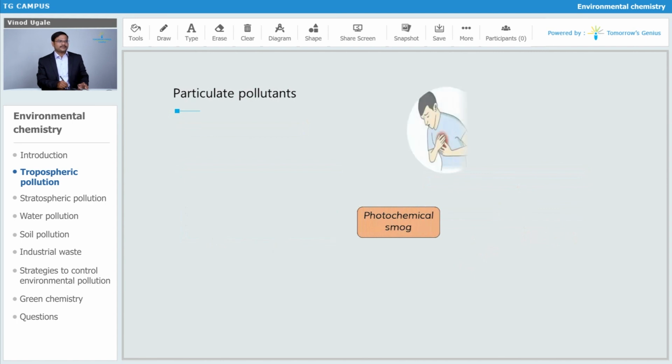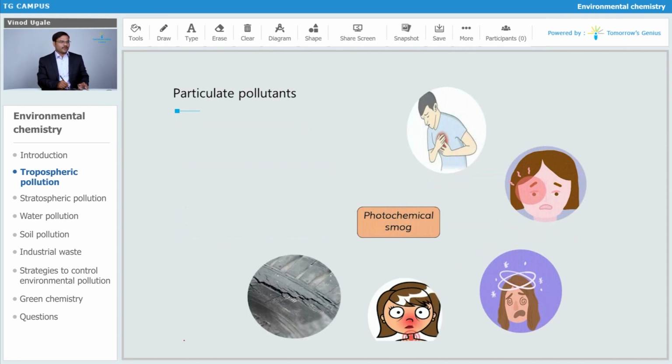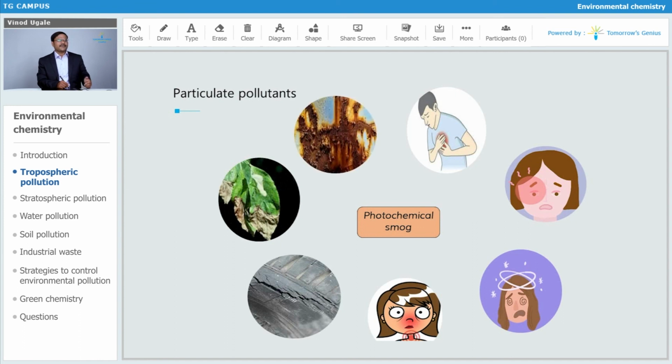Photochemical smog, yes, can have a lot of adverse effects. We can see through the picture: irritation to the eyes, headache, throat problems, damage to the rubber of tires. It also affects plants, and the metals we use are also affected by photochemical smog.